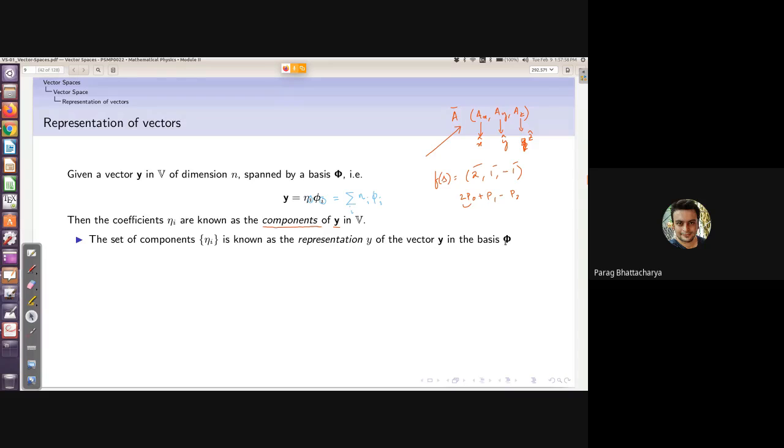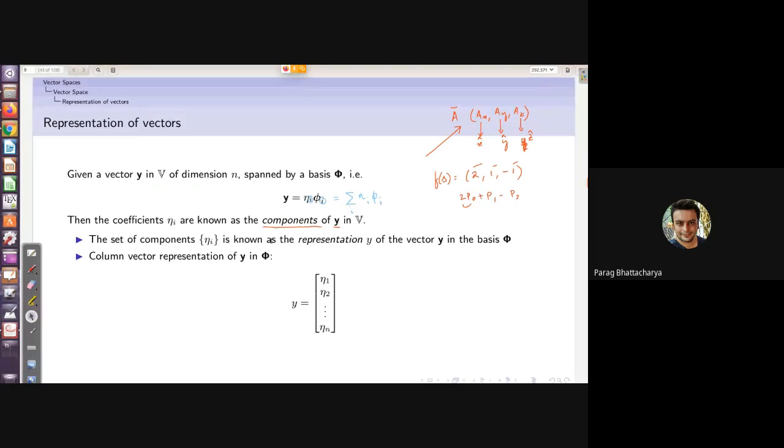The set of components, if I put them inside, is known as a representation of the vector y in the given basis. We really don't need to worry, because we already know what the basis is. The only thing we need to know is the set of components. One such representation is known as the column representation of vector y.